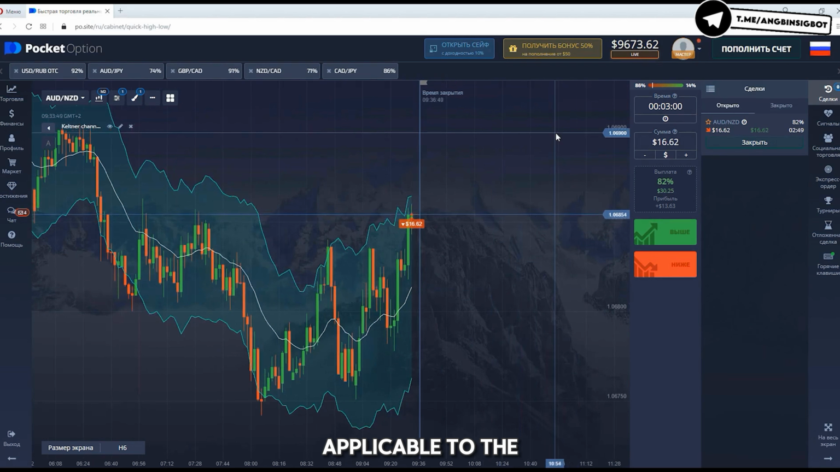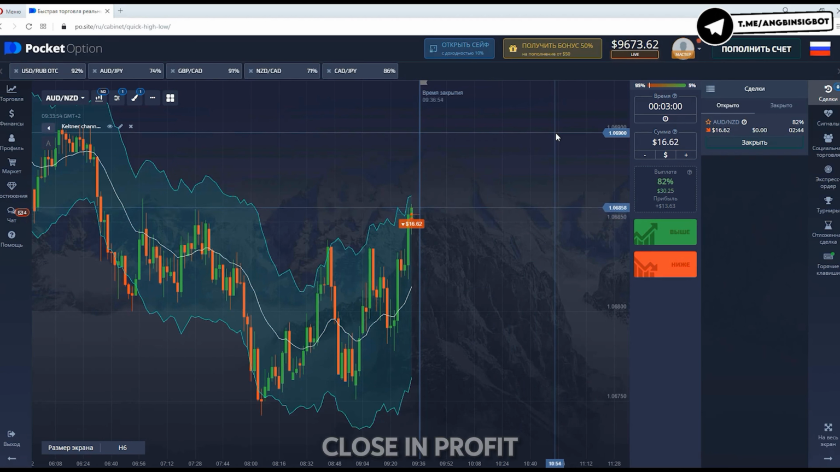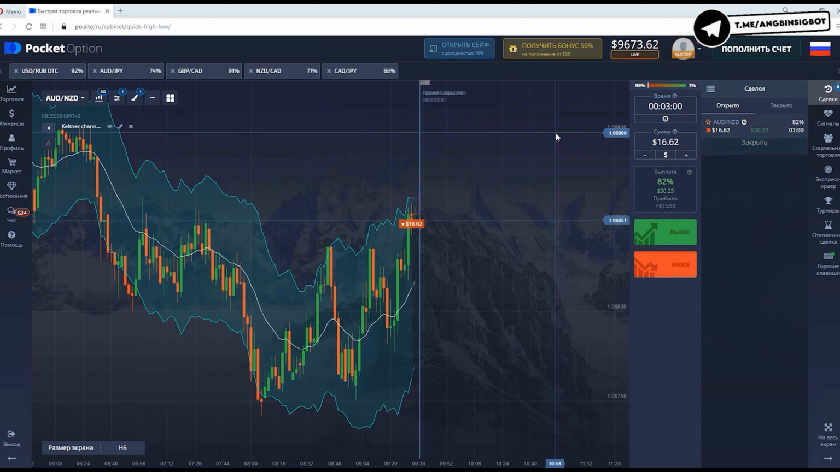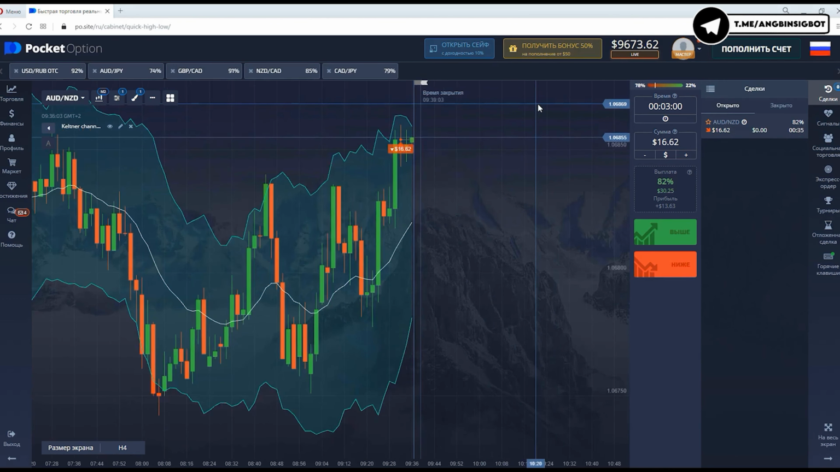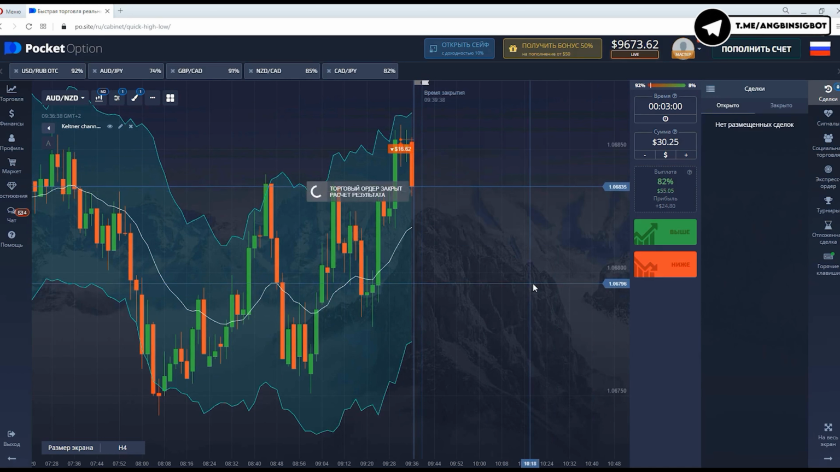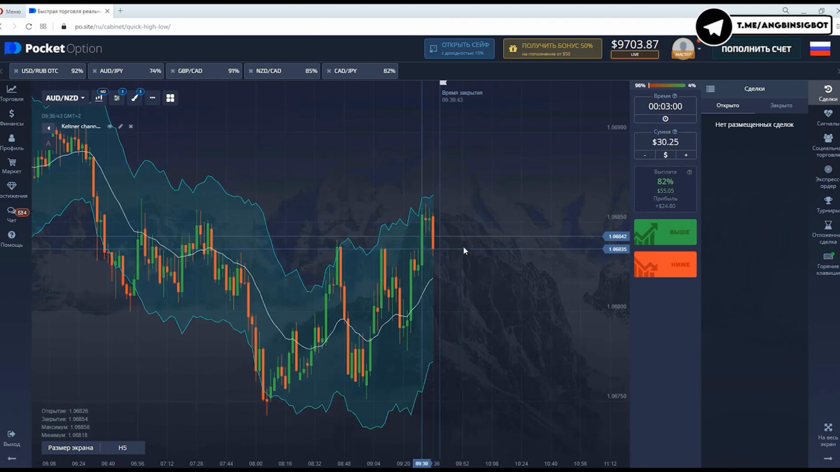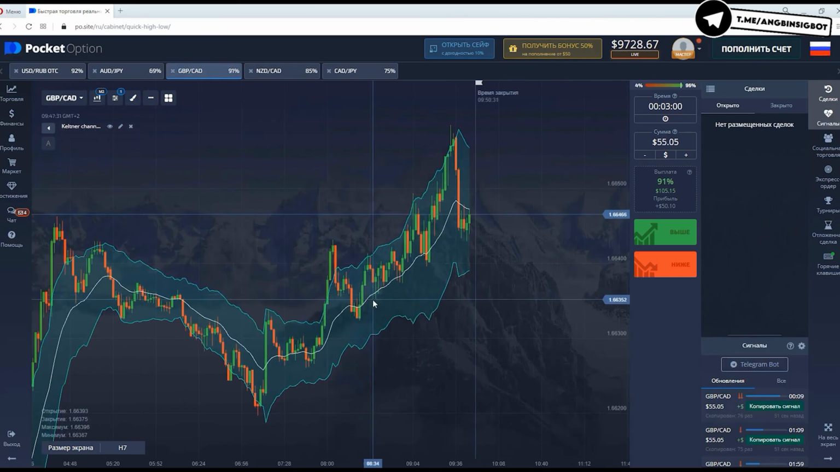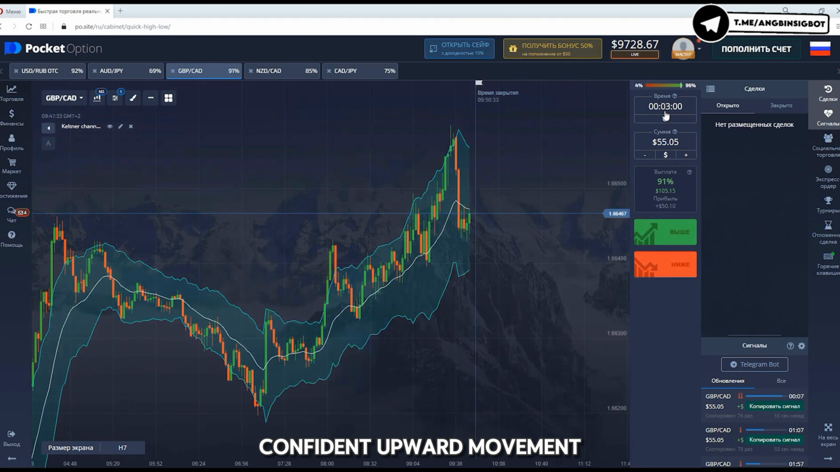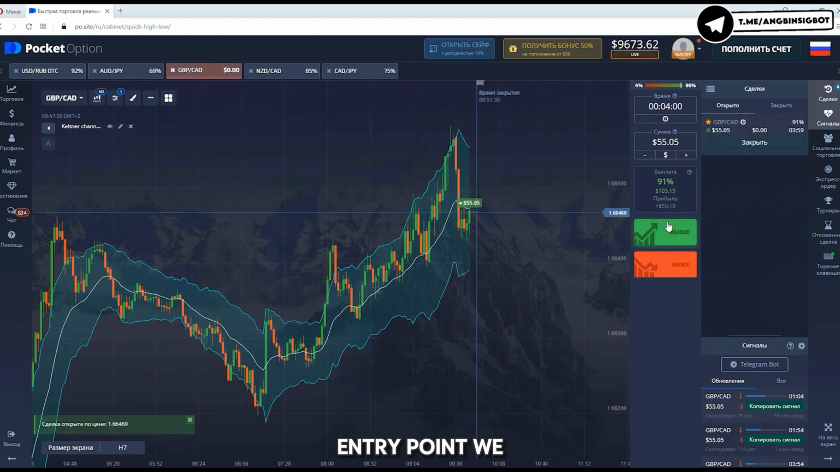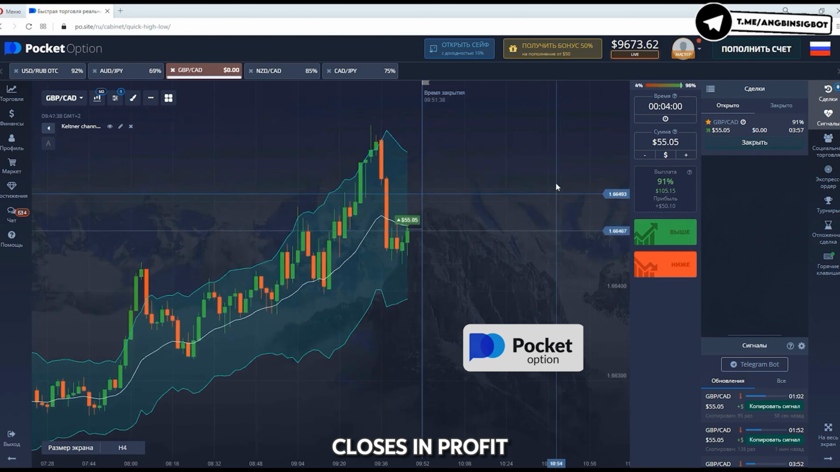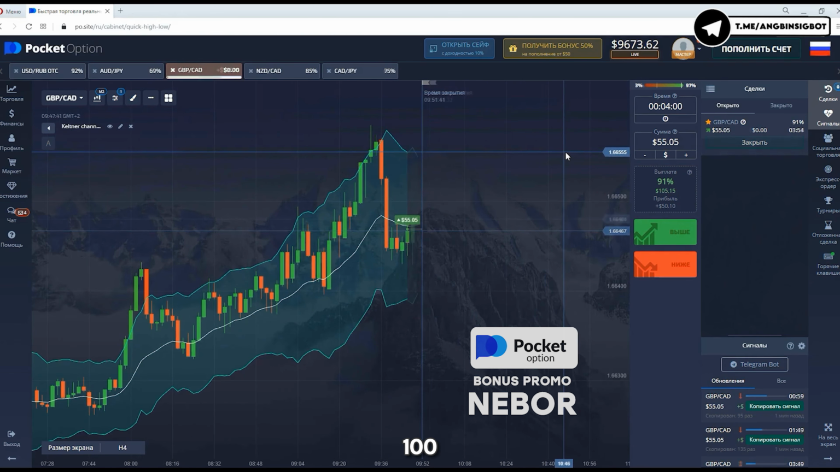This is more applicable to the first method. Therefore, we wait for this trade to close, and without a doubt, it should close in profit, and then we continue to trade only in the direction of the trend. A practically ideal situation, a long and confident upward movement and a ready entry point. We enter here for 4 minutes. If this trade closes in profit, we will already have more than 100.